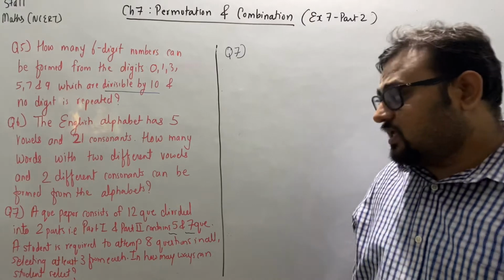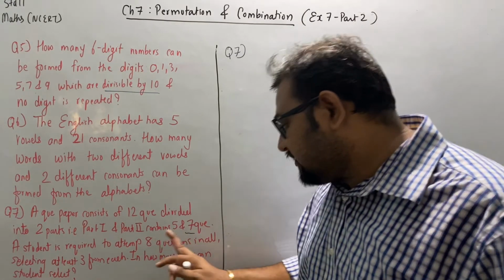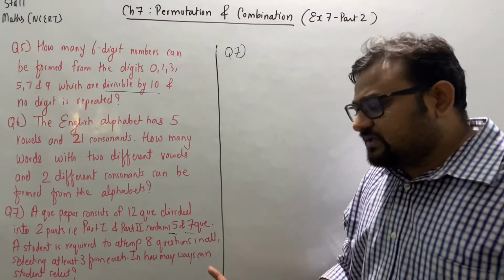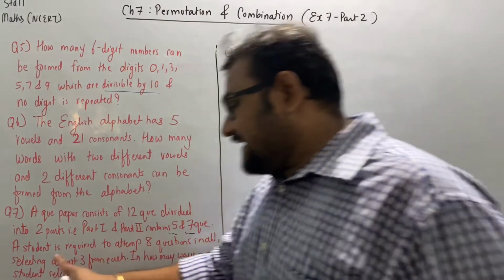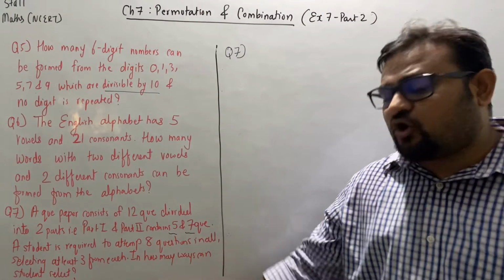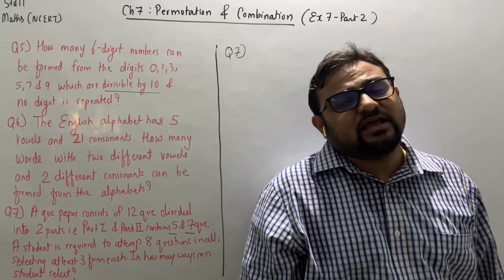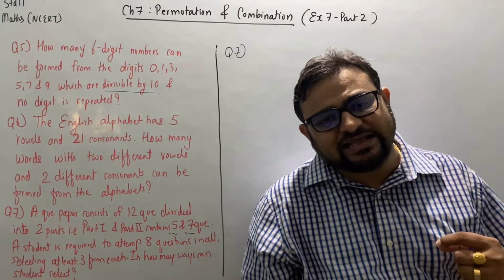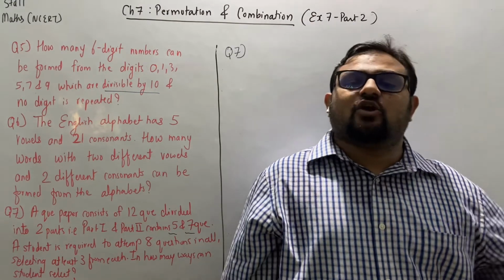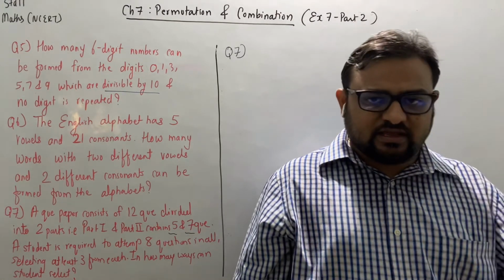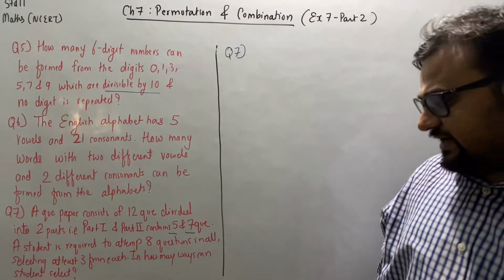So total 12. A student is required to attempt 8 questions in all, not at least. Means total the student has to attempt 8 questions, selecting at least three from each. Means from any one section he must attempt at least three, means three or four or five and so on, but not less than three. Clear? So in how many ways can the student select?